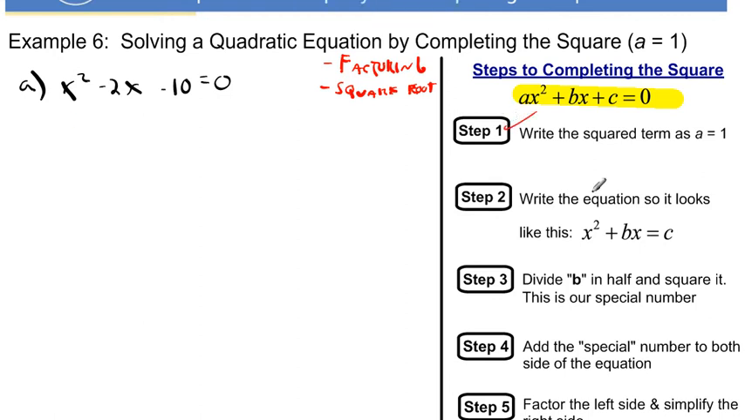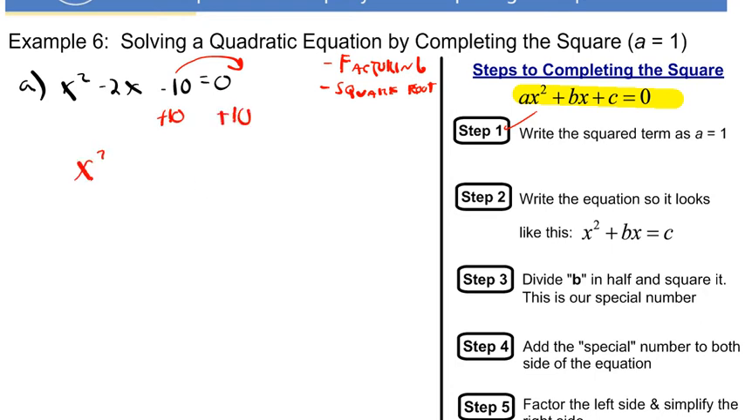So bing. Step number 2, write the equation so it looks like this. X squared plus bx equals c. Okay, so here's x squared. Here's our bx, but then notice how the c is on the right side of the equation. So basically all step 2 is write your c term and put it on the right side. Okay, and we mathematically do that by adding 10 to both sides.